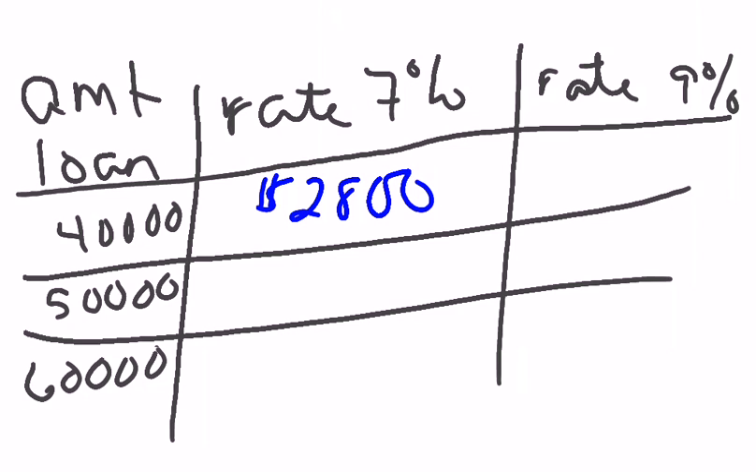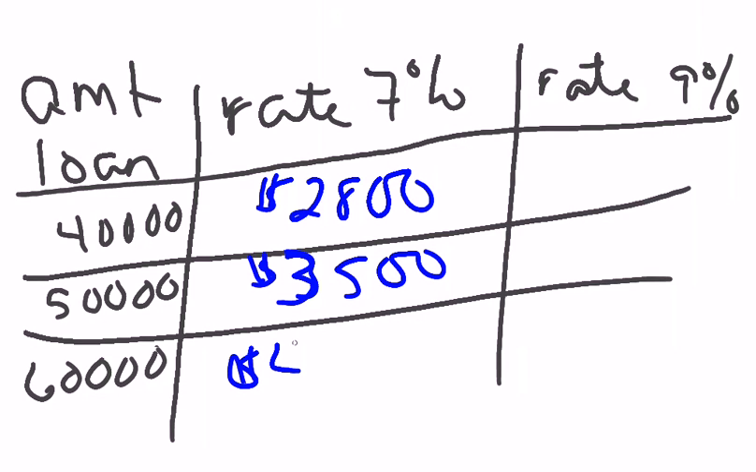For 50,000, same thing. Take 50,000 and times it by 0.07. So that would give us $3,500. And again, for the 60,000 times 0.07 gives us $4,200.